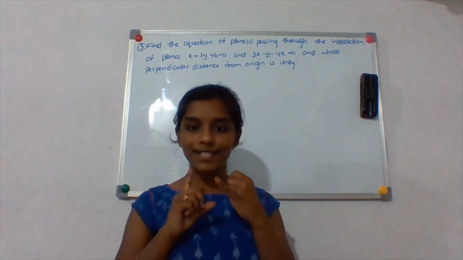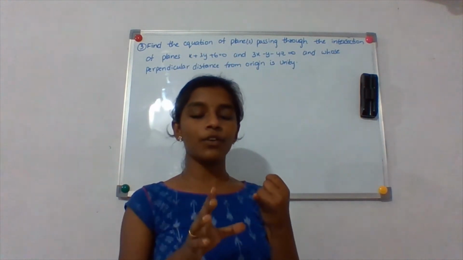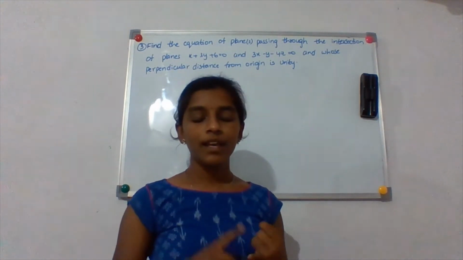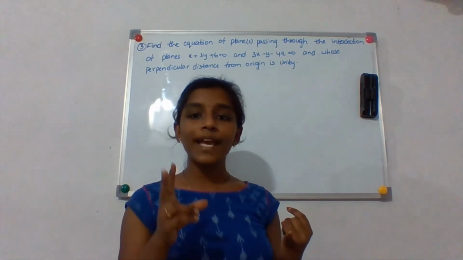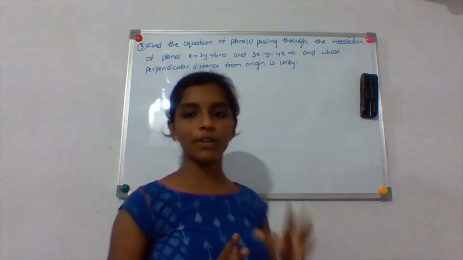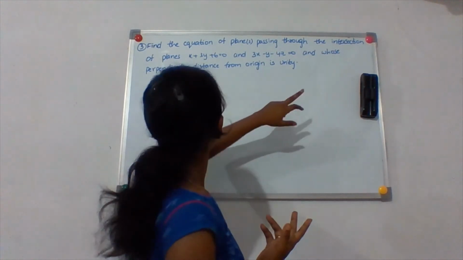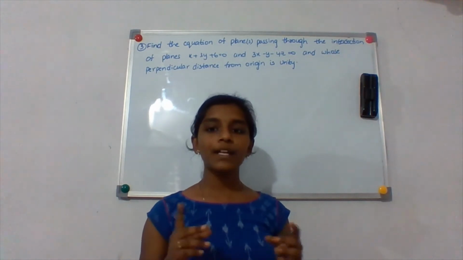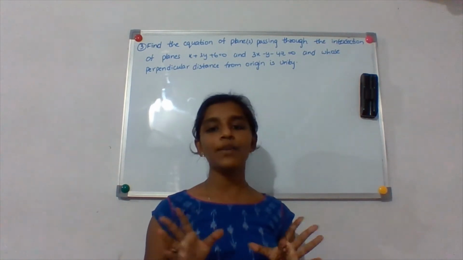The clue that is given to you to find the equation of the plane is that the plane is passing through the intersection of two planes, and the two plane equations are given over there. And then whose perpendicular distance from the origin is unity. So the perpendicular distance from the origin is unity.